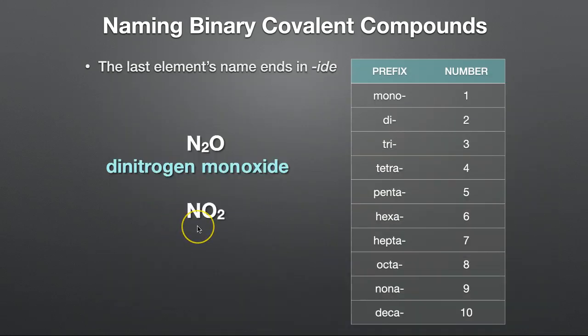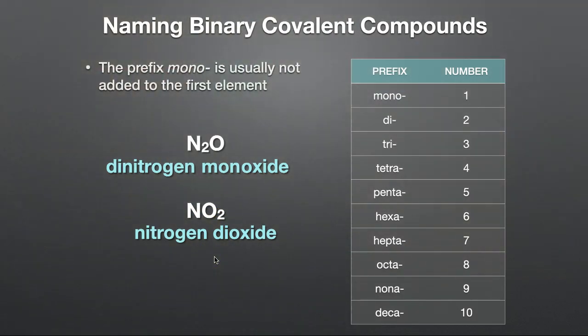So why don't you try this one? NO2. What would the name of NO2 be using this prefix system? And the answer is nitrogen dioxide, and you probably said mononitrogen dioxide. Well, like grammar, we have some exceptions to our rule sets here that you just have to get used to. One of the exceptions is that the prefix mono is not usually added to the first element. It is always added to the second element if it's the prefix that applies, but we usually leave it off if it's the first prefix. So instead of mononitrogen dioxide, it's just nitrogen dioxide.